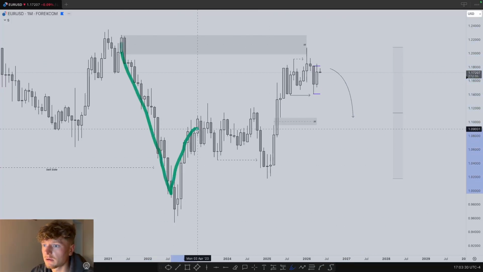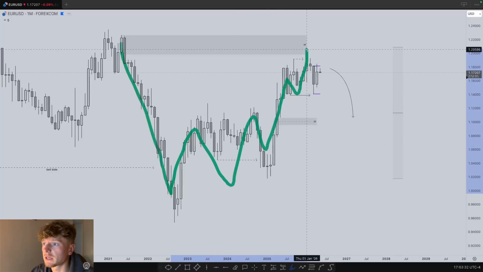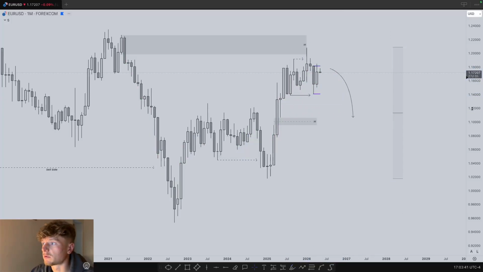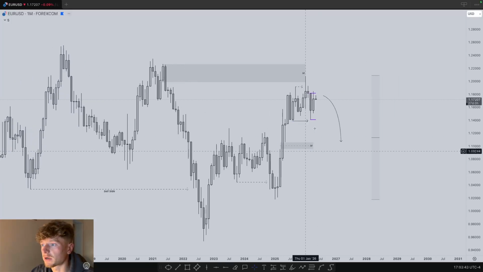leg here, correction back into premium, taking liquidity, shifted lower time frames, taking the previous month's high, now anticipated price to target this sell side here. So potential for price to trade lower on the higher time frames.